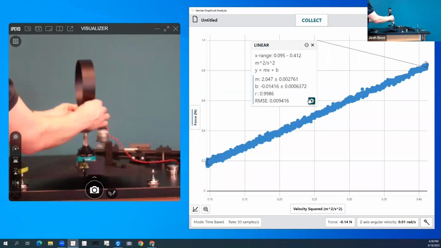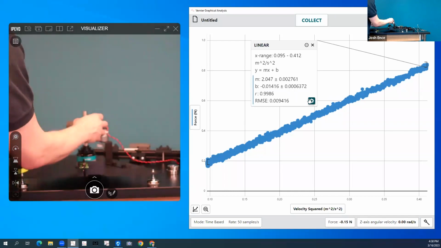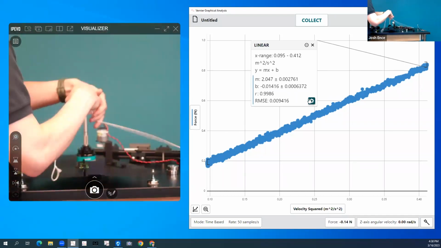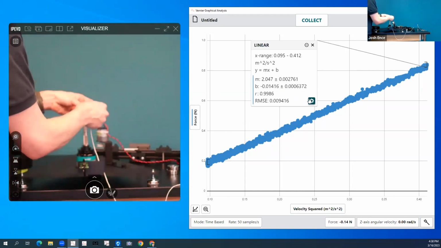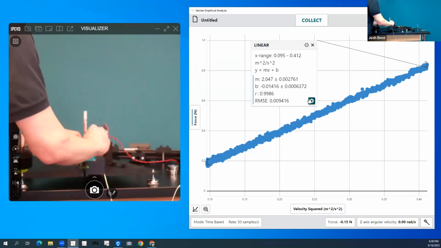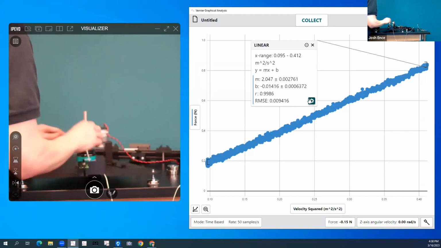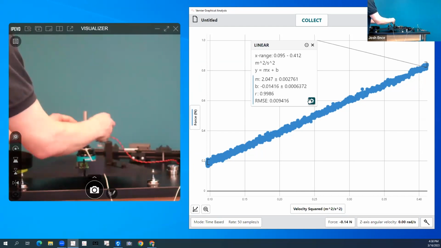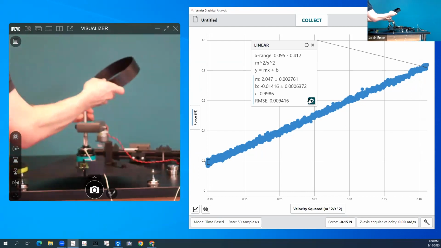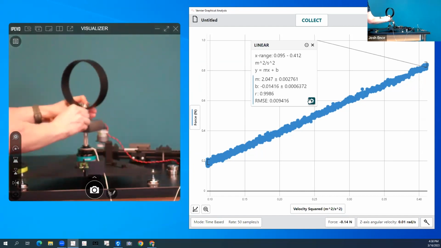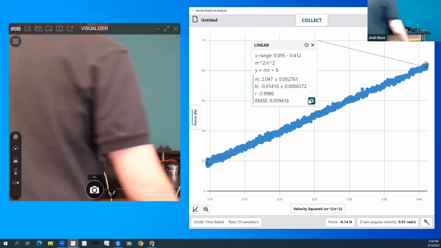And actually, I'm going to do one more thing. I'm going to mount this. There are lots of different ways you can attach string to these pulleys, and when you're doing it in front of an audience, this might be the easiest way.